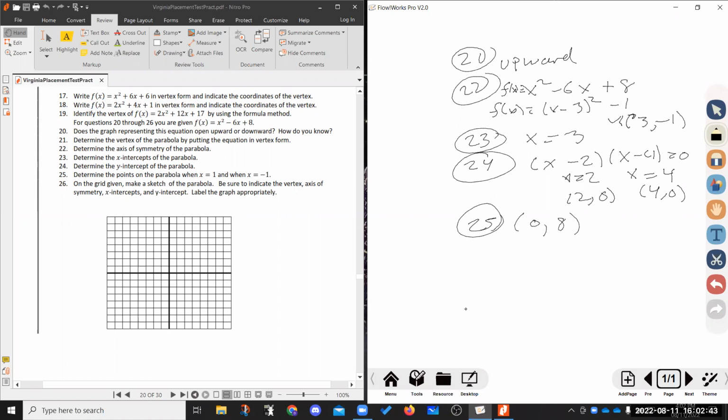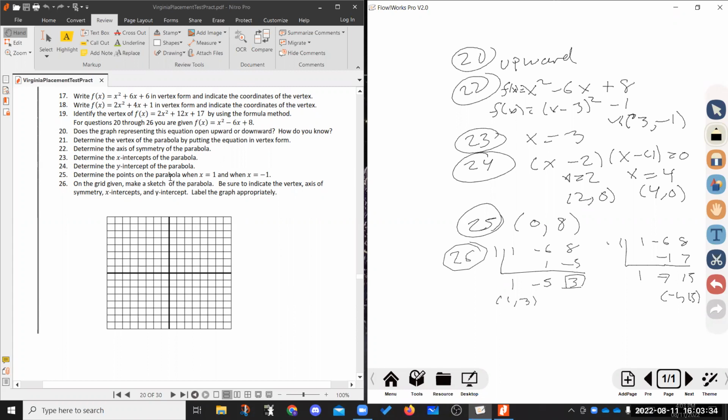And determine the points on the parabola when x equals 1 and when x equals negative 1. So they're going to give us some additional points here. When x equals 1, f of 1 is going to be, let's go ahead and just use synthetic division here, since I told you about that already. 1, -6, 8. 1, -5, 3. So there's the point (1, 3). And I've got -1, 1, -6, 8. It's -7, 15. So this is (-1, 15). I'm not going to be able to get 15 on that graph paper.